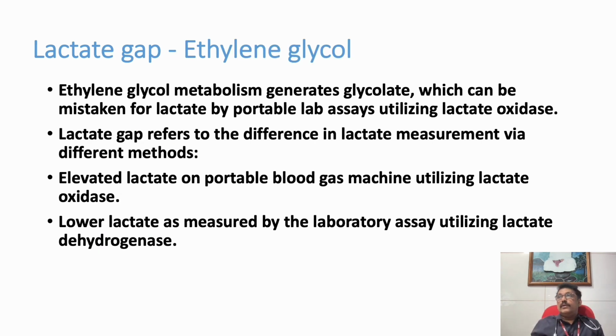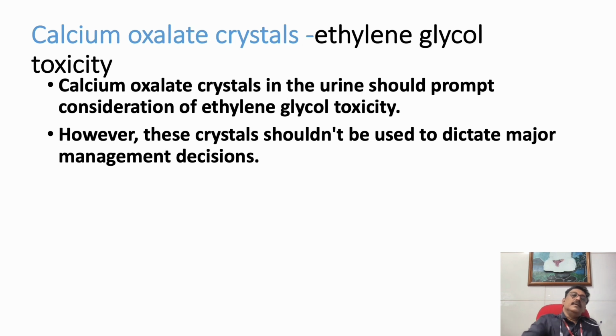Lactate gap is also another important aspect of toxic alcohol problem, because in many patients with toxic alcohol, especially ethylene glycol, it can interfere with the results of the point of care machine and produce elevation in the lactate without actual elevation in the body. So, it's a lab error, but even then our treatment will not change depending on this result. So, we will skip this problem. Calcium oxalate crystals can be there in urine in many patients, but here also it will not alter our treatment. So, we will not go into this aspect.